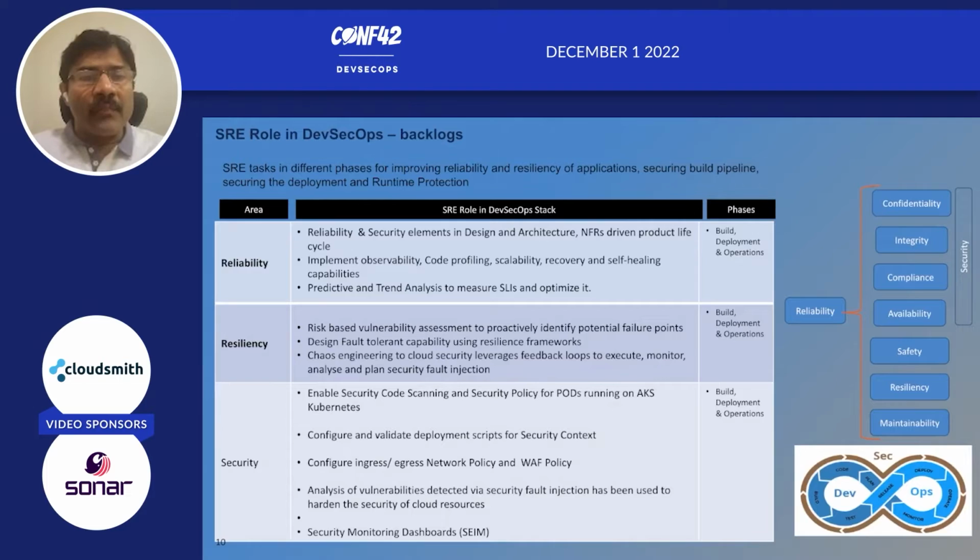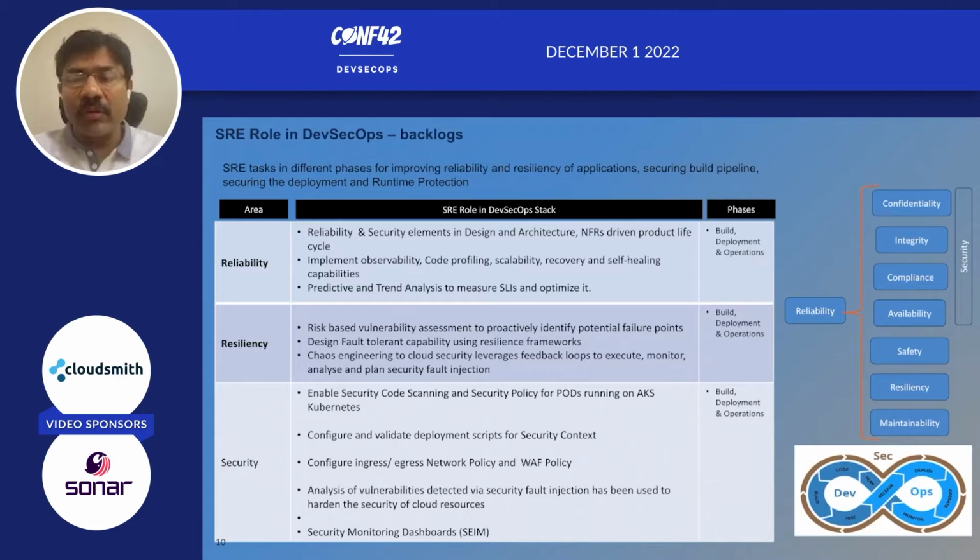So basically, with respect to security, you need to secure the build pipeline, secure entire deployment, and also runtime protection. So security side of it is mainly enabling security code scanning, security policy for whenever the pods are running in AKS Kubernetes cluster, configure and validate deployment scripts for security context. So overall reliability and dependability consist of 7 attributes, and the security is a combination of confidentiality, integrity, and availability. So confidentiality is mainly ensuring that the information is inaccessible to unauthorized people.